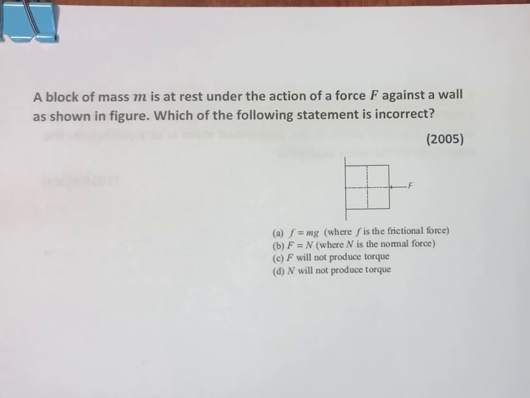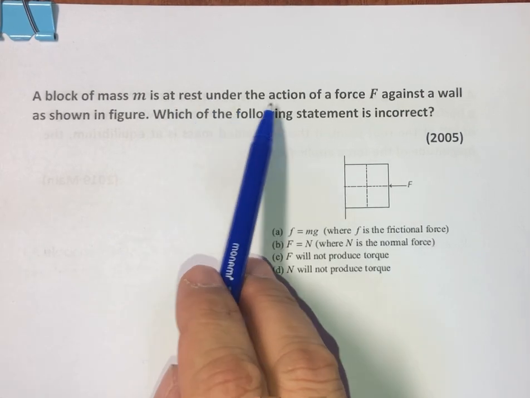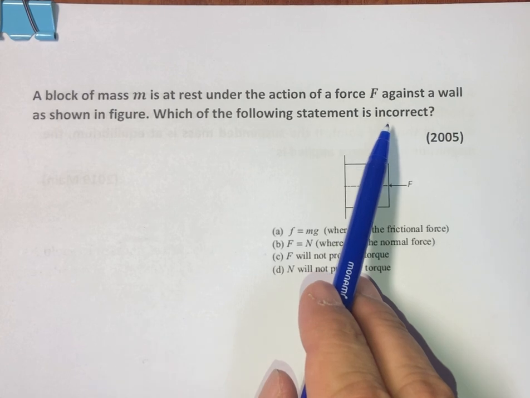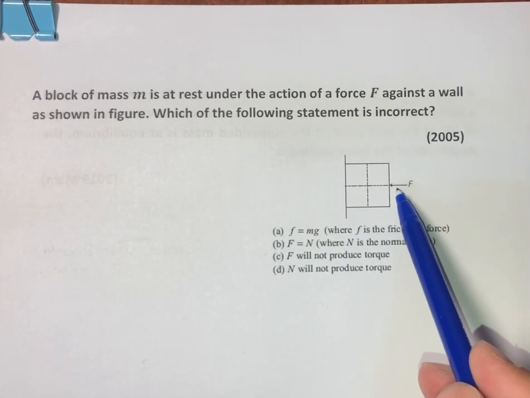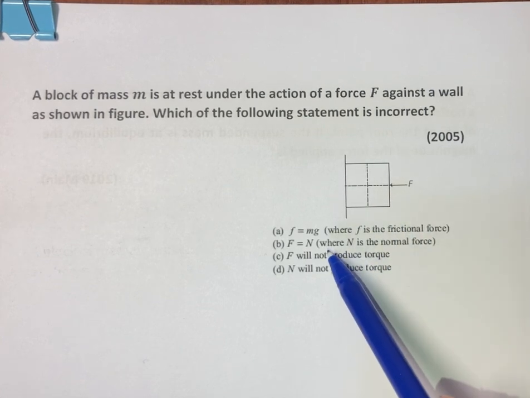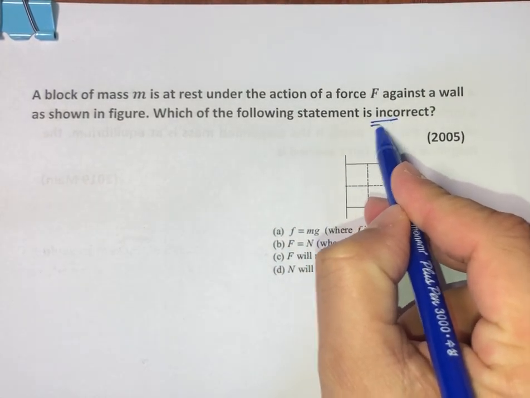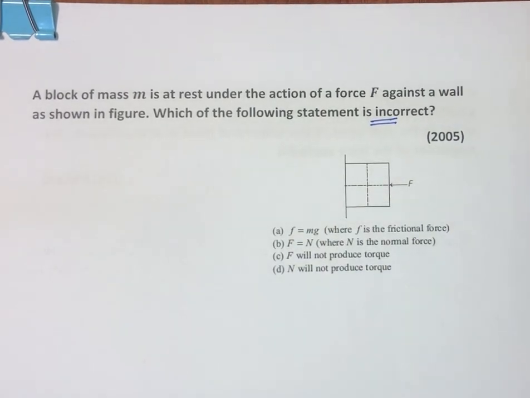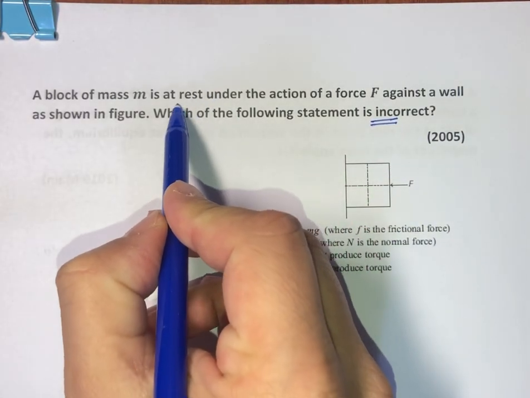Hello friends, in today's question, a block of mass m is at rest under the action of force F against a wall as shown in the figure. Which of the statements is incorrect? So this is a block of mass m, force F is being applied on it, and we have to find out which is the incorrect statement from all these four options. It is also given that the block is at rest.